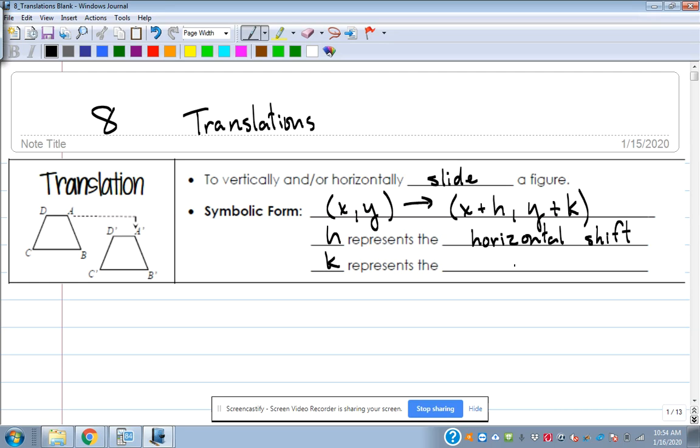And K is the vertical shift. Y'all remember from Algebra 2 when we were shifting the vertex form of quadratics, or Algebra 1, you talk about vertex form of quadratics too. And remember the formula for that was Y equals A X minus H. Does that look familiar? Oh, yeah.